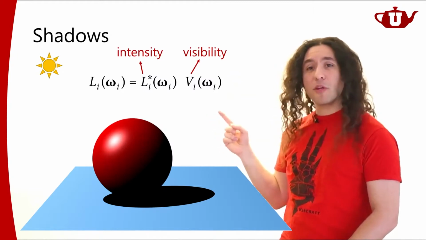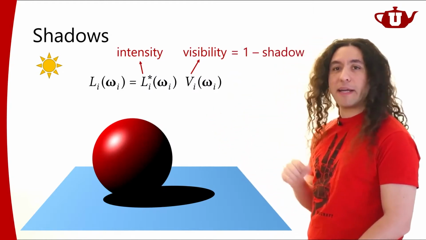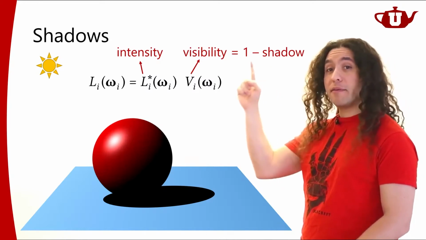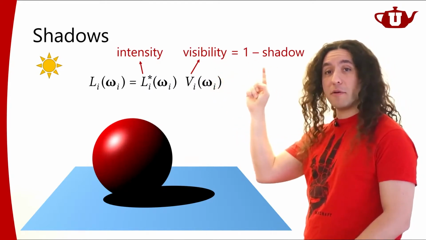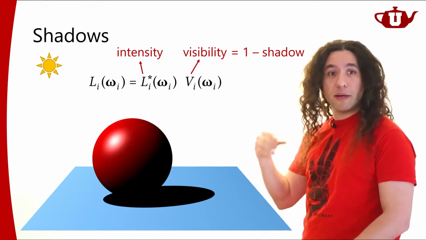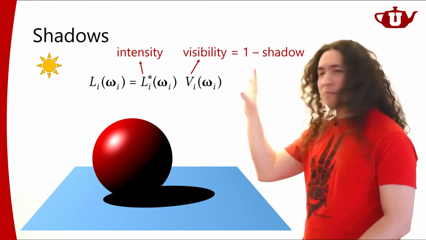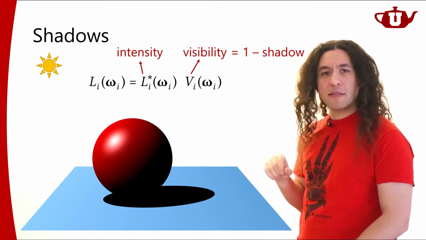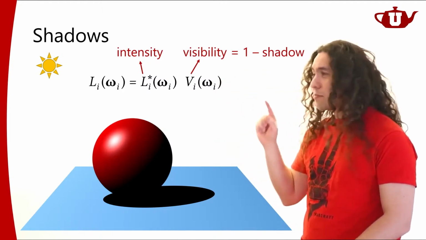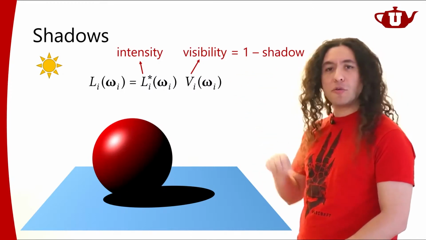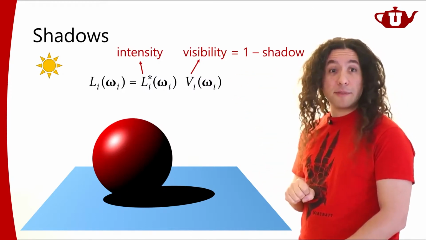So this visibility term, you can think of as 1 minus shadow. If it's in shadow, if shadow is 1, visibility is going to be 0. If shadow is 0, no shadow, visibility is going to be 1, that the light is seeing the point, right? But we're going to get there. We're going to talk about shadows. But this is the way that we're going to be putting this into our rendering equation.